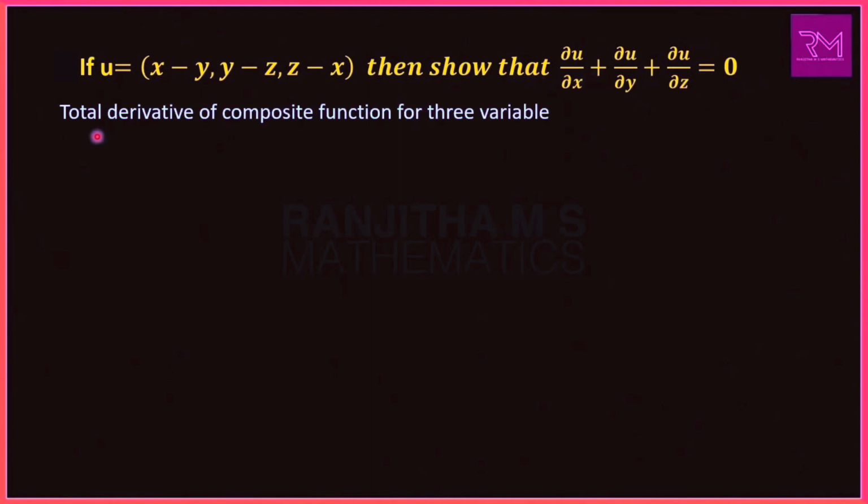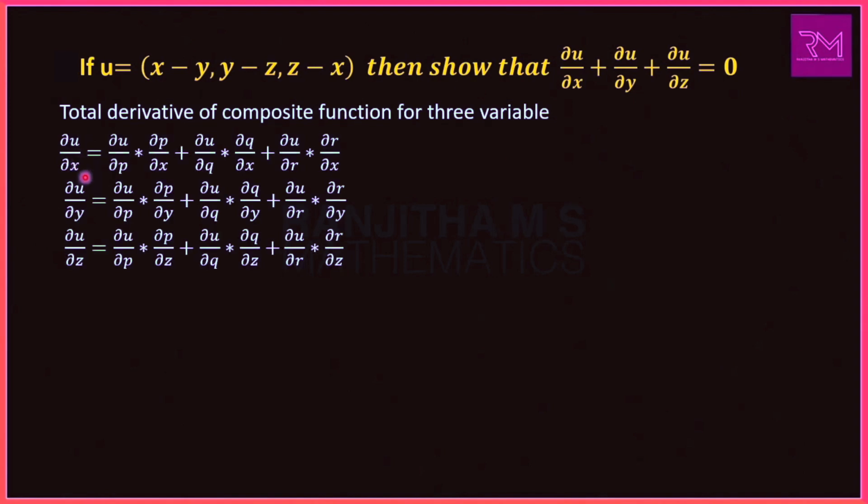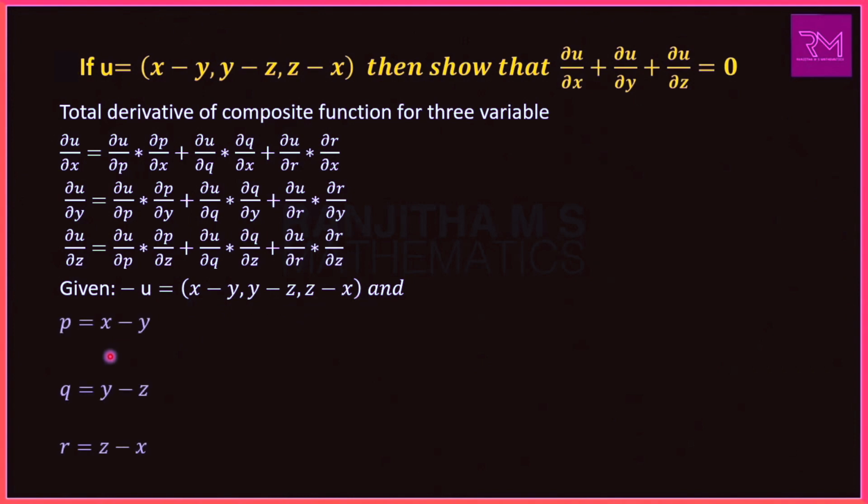We know that the total derivative for the composite function for three variables is given by the formula del u by del x, del u by del y and del u by del z, like this. First take the given problem, that is u is equal to f of x minus y, y minus z, z minus x. This is of the form u is equal to f of p, q, r. Hence we get p, q, r values as p is x minus y, q is y minus z, r is equal to z minus x.